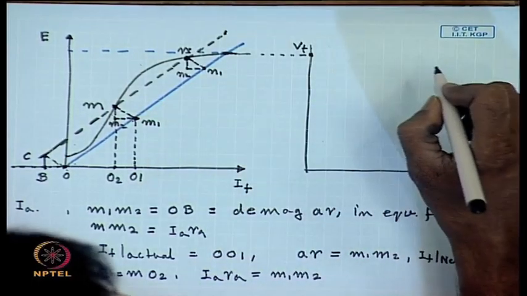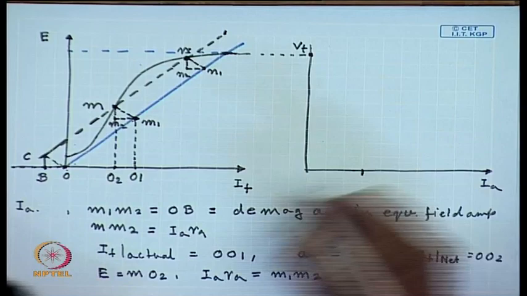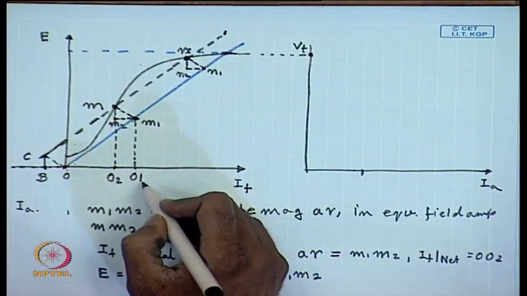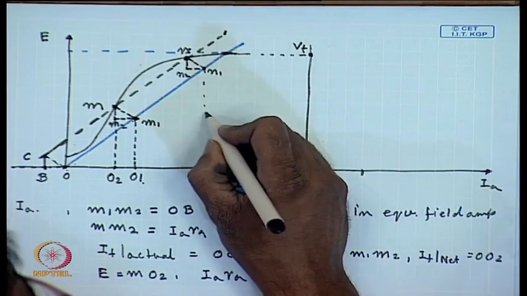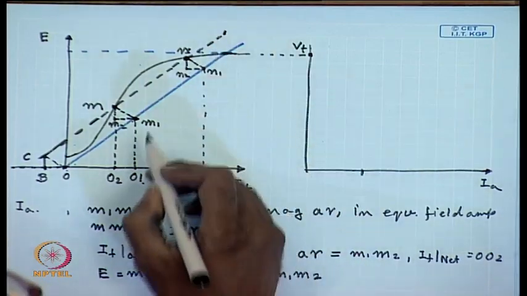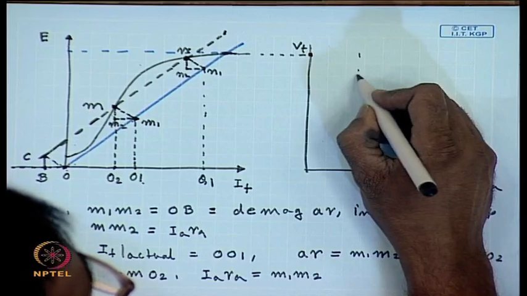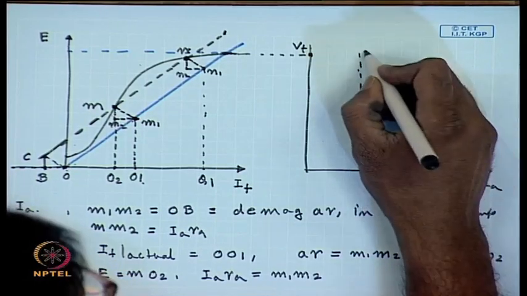Therefore, corresponding to a field current of IF, there will be two terminal voltages given by O1 M1 and Q1 N1. So, these points can now be drawn on the external characteristics.